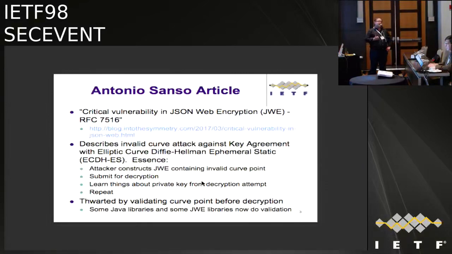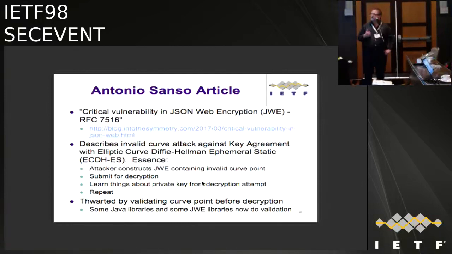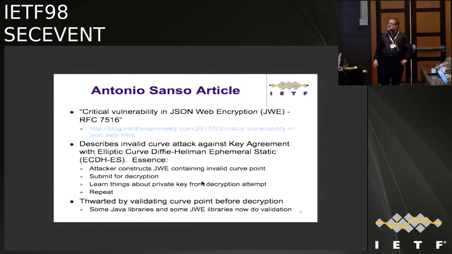So Antonio is a frequent contributor to the OAuth world and a security expert at Adobe. He described a vulnerability in some JOT implementations in which you can mount an invalid curve attack against Diffie-Hellman key agreement, the ECDH-ES algorithm. The gist of it is that because there's an elliptic curve point as an input in the decryption calculation, if the decryptor fails to validate the elliptic curve point, the attacker can construct an invalid point in a way that reveals information about the private key. And then they can keep doing this, rinse and repeat, and eventually determine the private key.